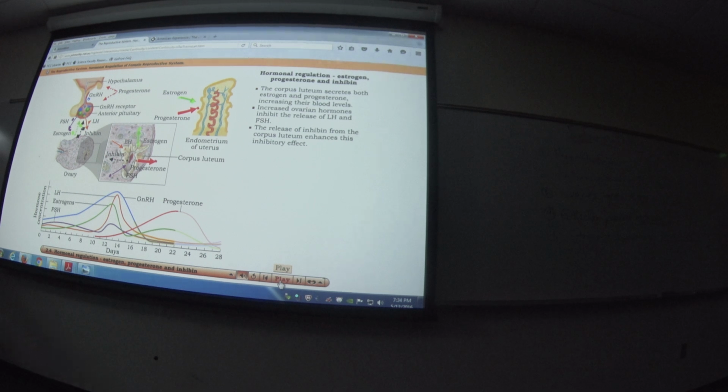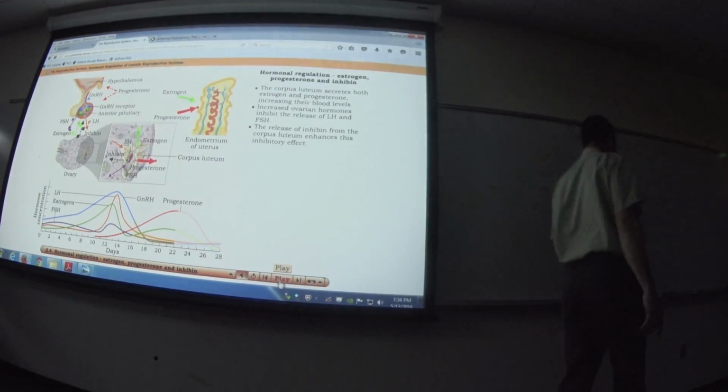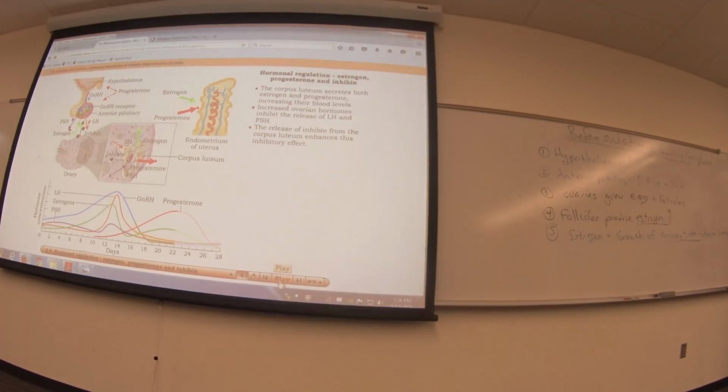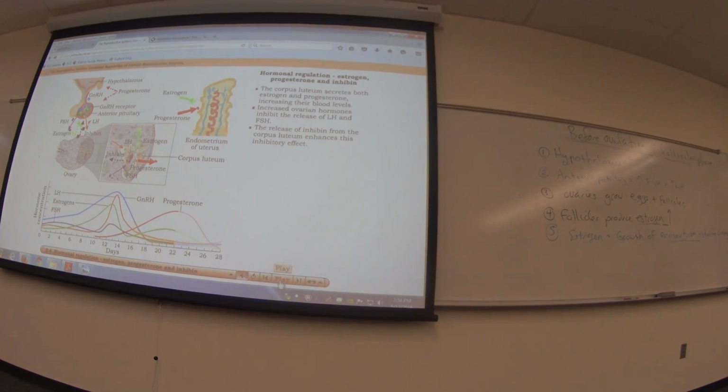Bingo! Where have you heard inhibin before? Last week. So same pattern. So males and females are not that different in terms of the idea. So your brain does not know how many eggs you have, so we're going to use inhibin. So after ovulation, what do you think inhibin does? Go up or go down? It's going to go up.